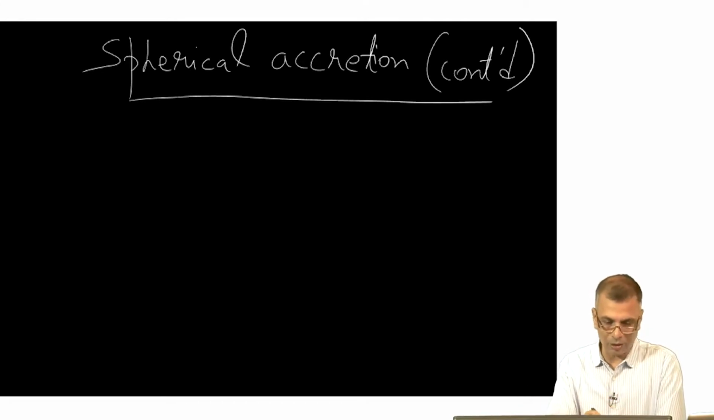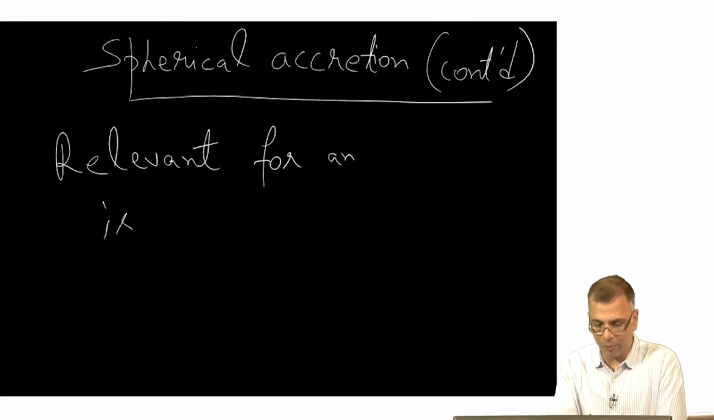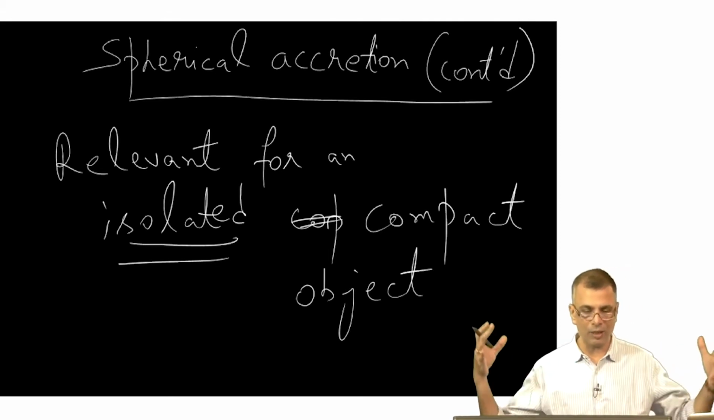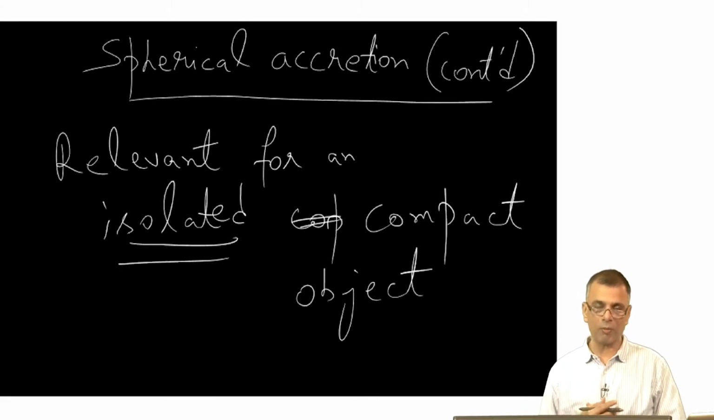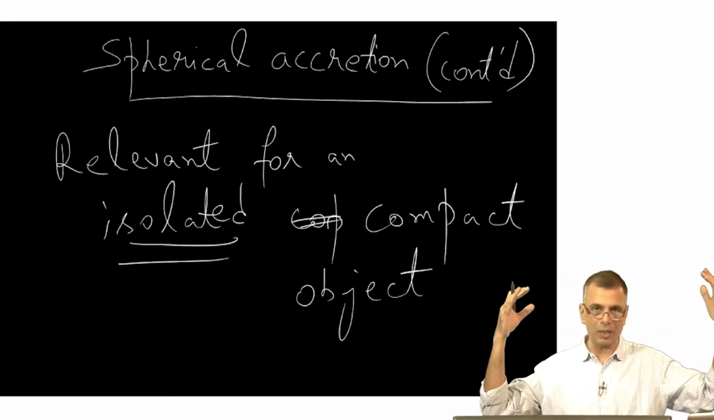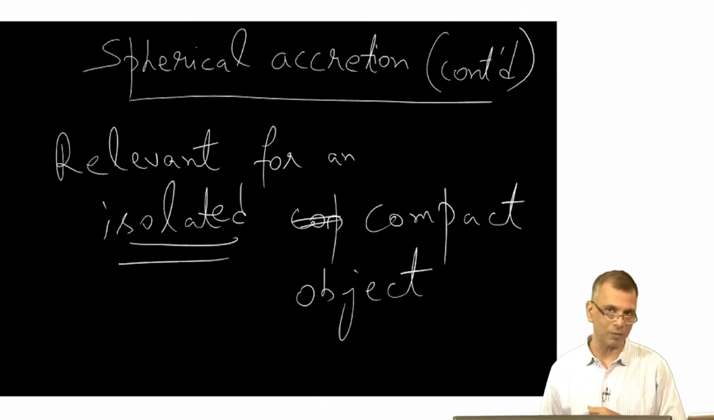So spherical accretion, just to repeat, is relevant for an isolated compact object. In other words, a compact object which is just sitting by itself. It does not have a companion. It's just sitting there, and it's accreting from the interstellar medium, or maybe it's accreting via a stellar wind. There might be a companion, but the companion is far away, and it's emitting some kind of a stellar wind, and this relatively isolated compact object is accreting. So there is really no reason to believe that there will be any disturbance to spherical symmetry, which is why we consider spherical accretion.